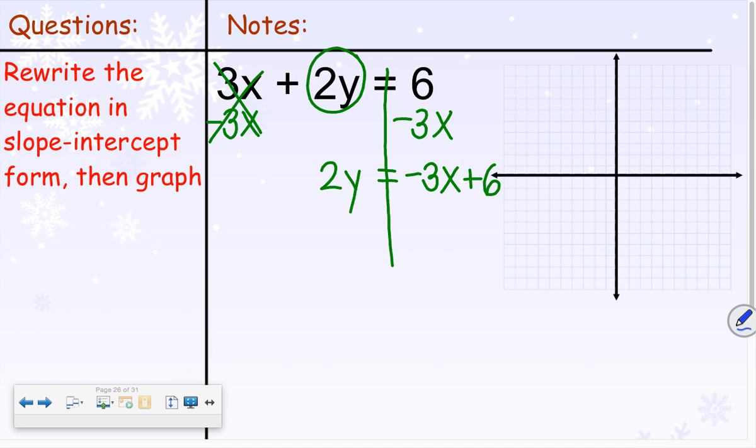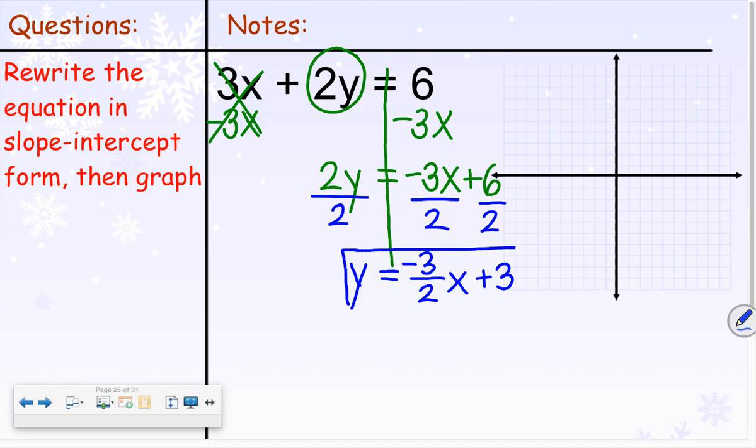Then in order to get rid of the 2 in front of the y, the opposite operation would be to divide. I am going to divide every single number by 2. So y equals negative 3 over 2 cannot be simplified, so leave that as a fraction, and then 6 divided by 2 is 3. So here is my slope-intercept equation: y equals negative 3 over 2x plus 3. So I'm going to first put my first point on positive 3, and then from there, rise negative 3, run 2, rise negative 3, run 2.